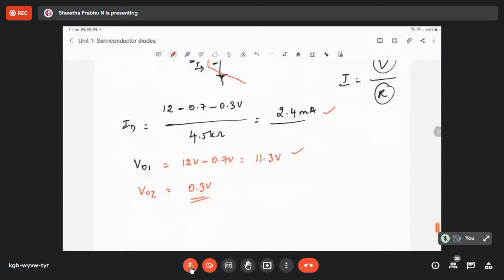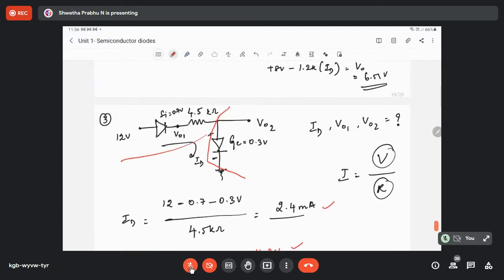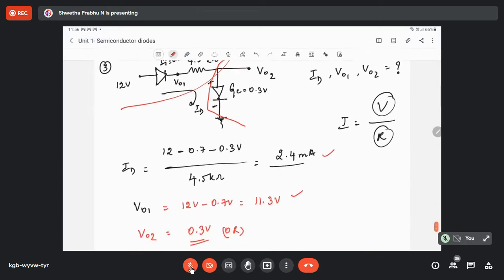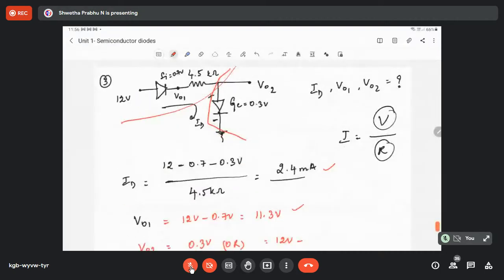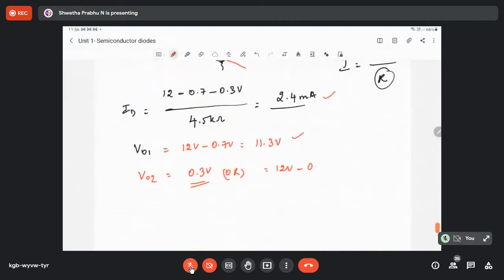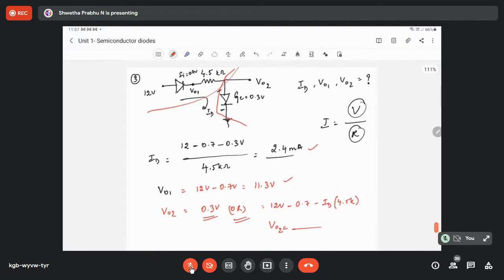Or if you apply KVL, you can apply KVL from here to here. It is 12 volts minus 0.7, minus ID into 4.5K. If you do, then also you will get VO2. Either this or this, whichever method you want, you can apply. Either this branch you can apply KVL or that branch.